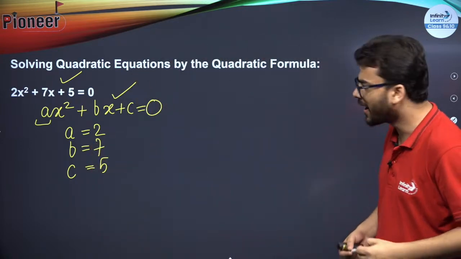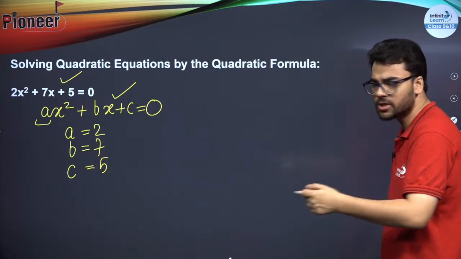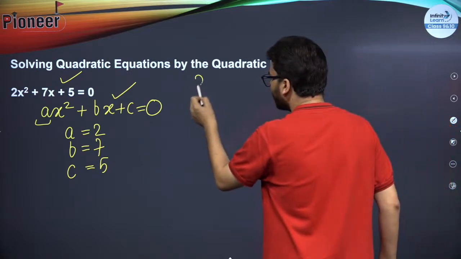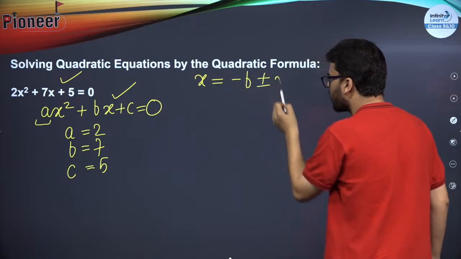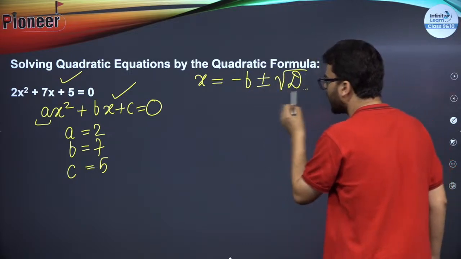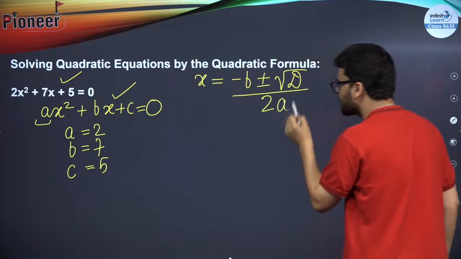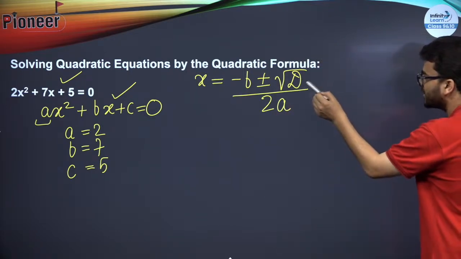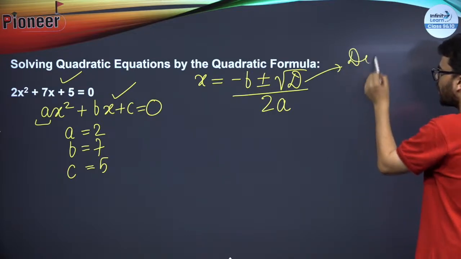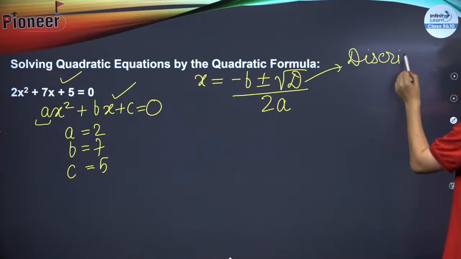Now what is the quadratic formula? The roots, the solutions of this quadratic equation, will be x is equal to minus b plus minus square root of d upon 2a, where d is called the discriminant.